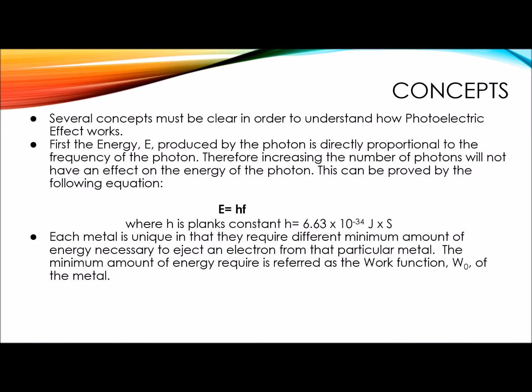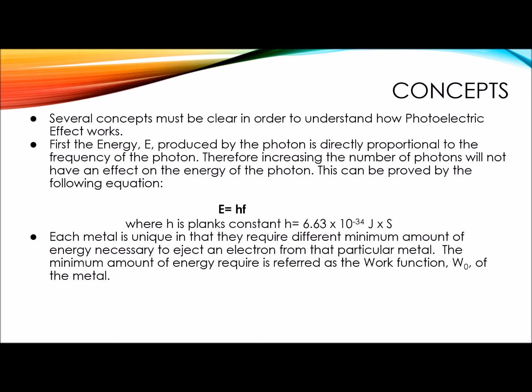Concepts. Several concepts must be clear in order to understand how the photoelectric effect works. First, energy E produced by the photon is directly proportional to the frequency of a photon. Therefore, increasing the number of photons will not have an effect on the energy of a photon. This can be proved by the following equation. The energy of a photon is equivalent to h times f, where h is Planck's constant, 6.63 times 10 to the negative 34 joule seconds, and f is the frequency.